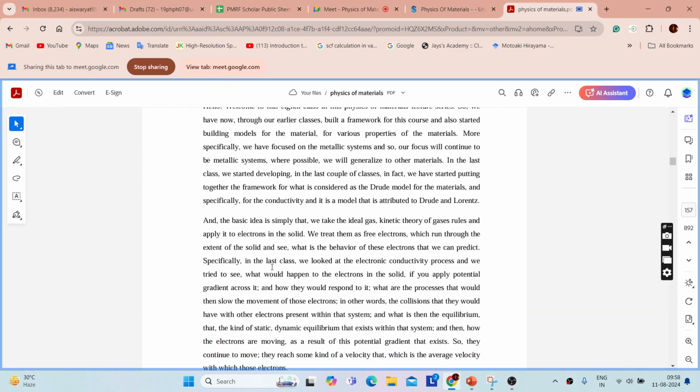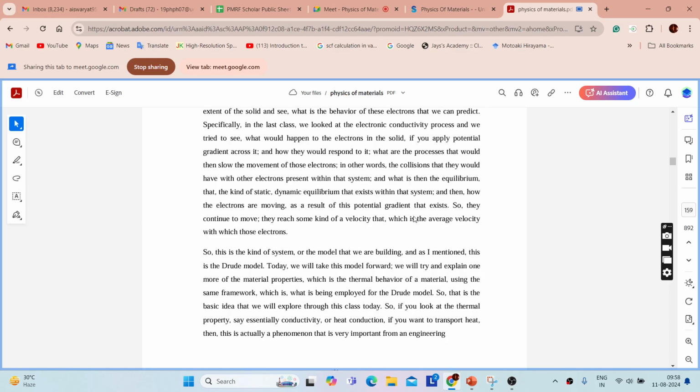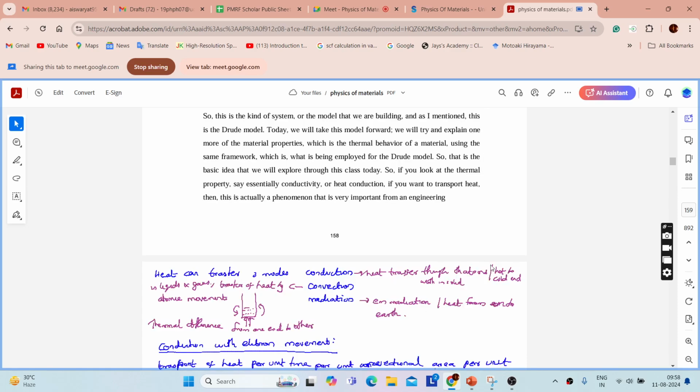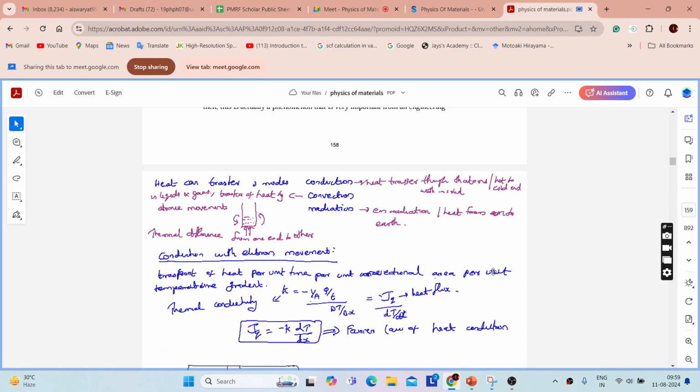Now we go to the thermal conductivity. As I told, heat can transfer in three ways. The first one is conduction, convection and radiation. So what is conduction? The heat can transfer through the atoms from the hot to the colder region, and that happens within solids. Okay, that is conduction.